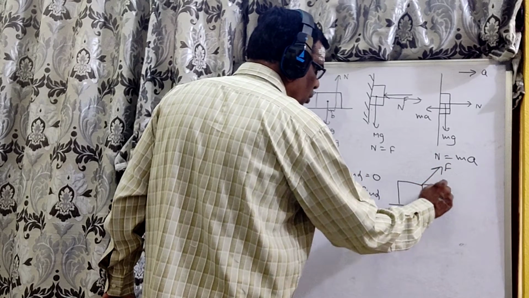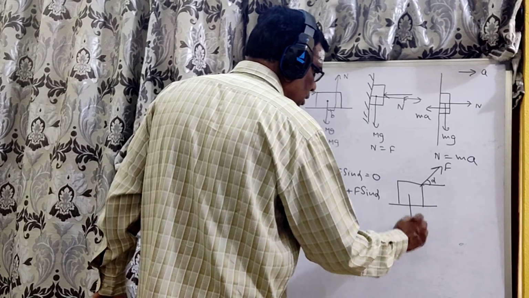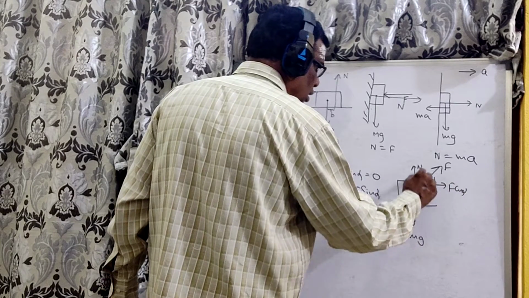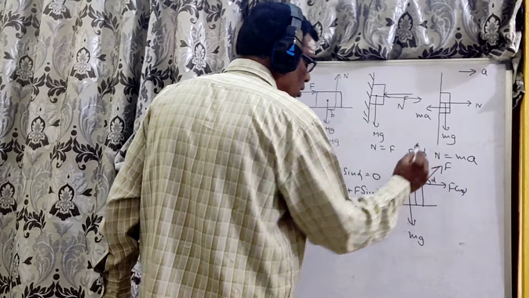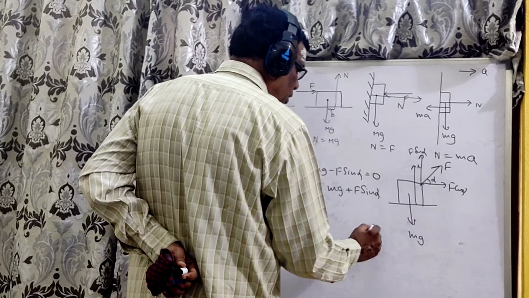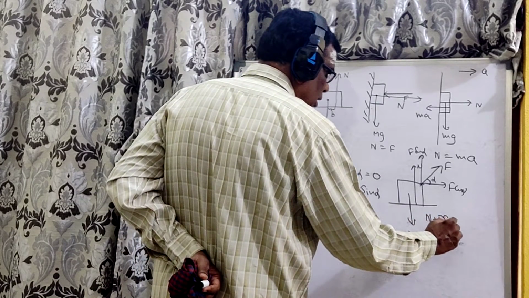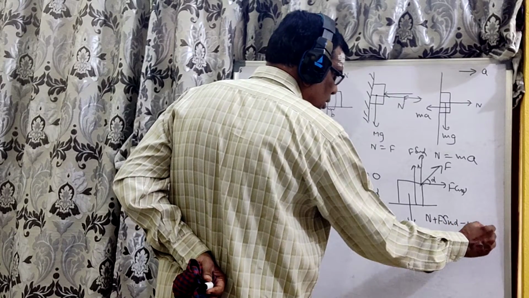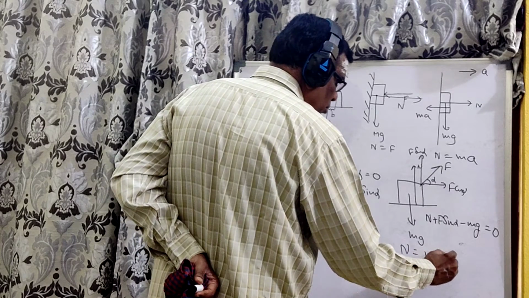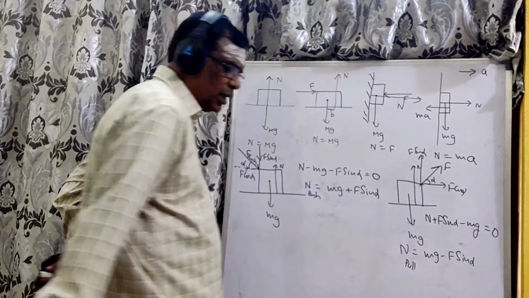Now, if I take a pulling force, this is pulling. So what do you get? mg, N, F cos alpha, F sin alpha. How do you write that? In the vertical, N upwards, F sin alpha upwards, N plus F sin alpha minus mg is equal to 0, or N is equal to mg minus F sin alpha. That is pulling.